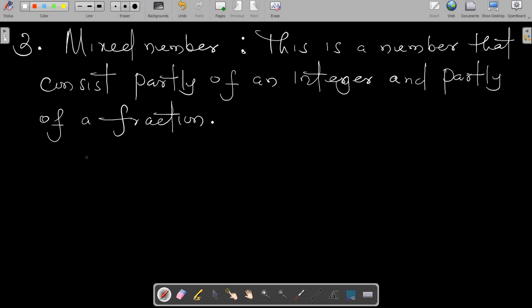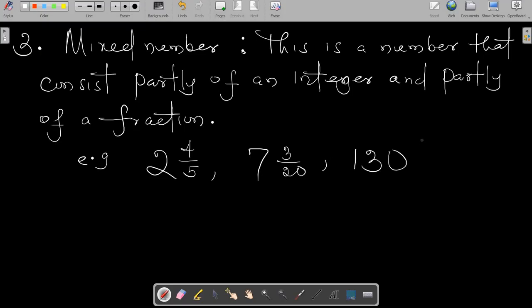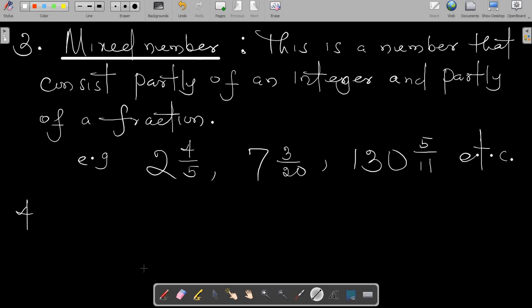Okay, so I'm going to give an example. We have 2 whole number 4 over 5. You can see the 2 there is an integer while this is a fraction. So that's why we call it a mixed number. We have 7 whole number 3 all over 20. Let me say 130 whole number 5 all over 11. All these are mixed numbers. Let me just underline it.